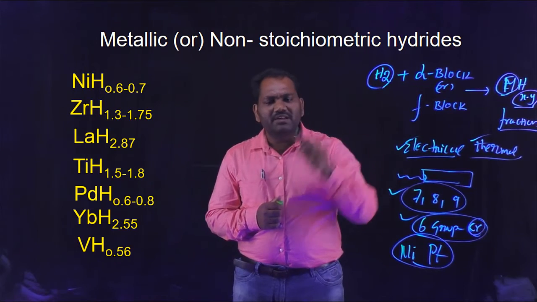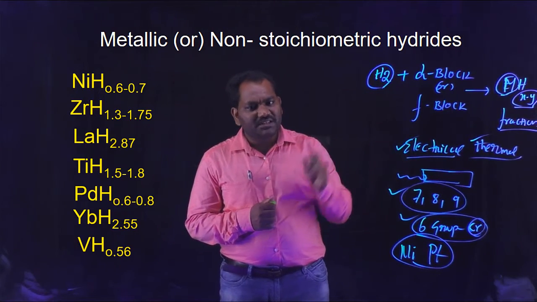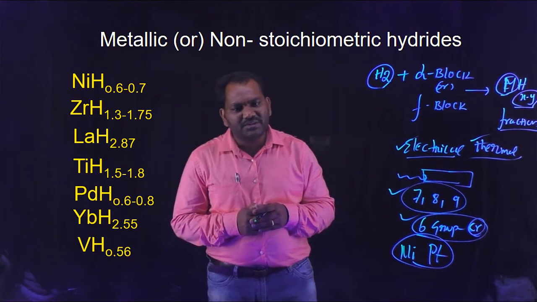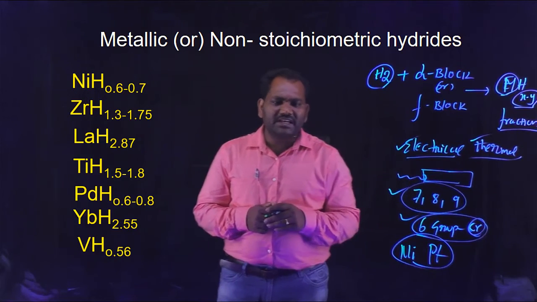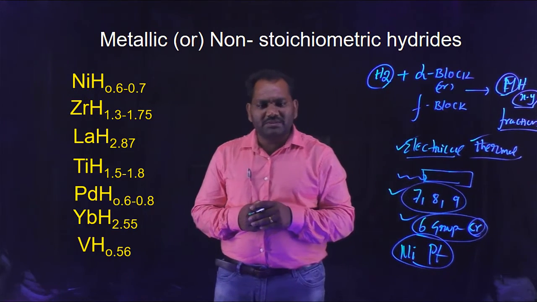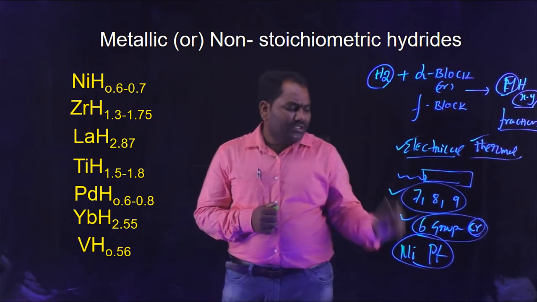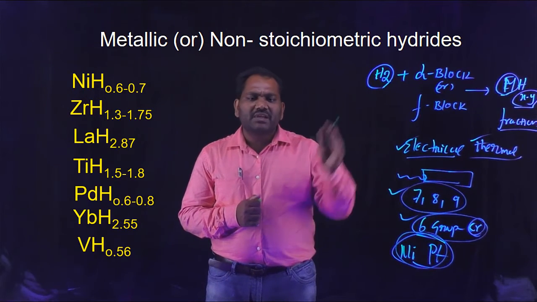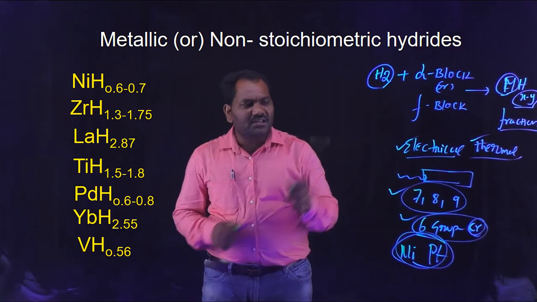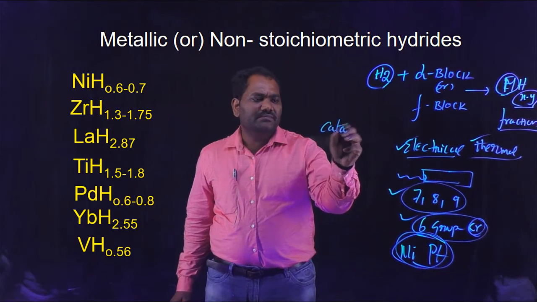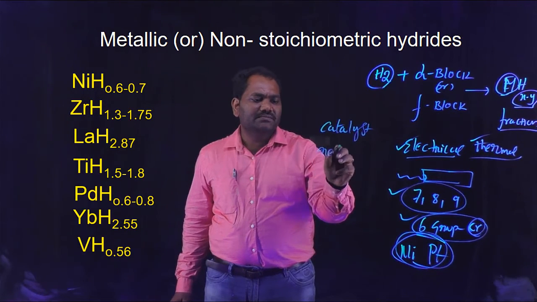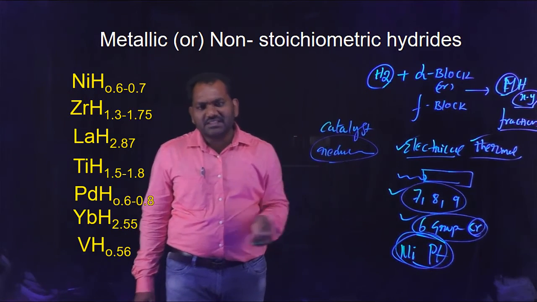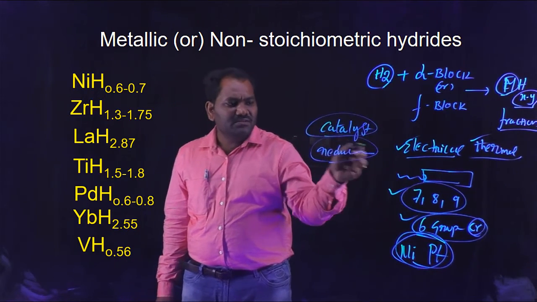So d and f block elements are able to form non-stoichiometric hydrides. In those blocks, no element from the seventh, eighth and ninth groups forms these hydrides, and in the sixth group only chromium is able to form them. They have the best capability of absorbing hydrogen. These are majorly used for hydrogen storage, and they also act as catalysts and reducing agents.